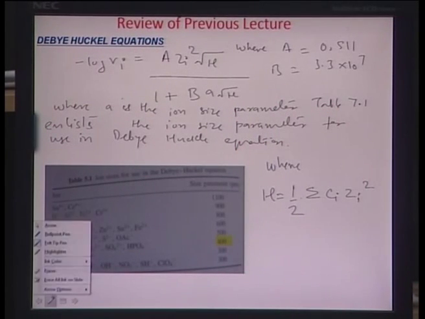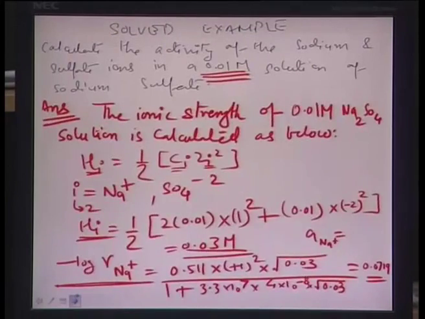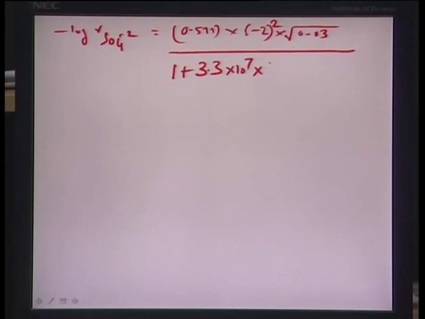SO4 minus 2 and Na plus are more or less in the same size domain, about 400 picometers. So, essentially the ion size parameter A for SO4 minus 2 should be about 4 10 to the power minus 8 centimeters, as before. Mind you, all these equations are in terms of CGS units. So, apart from the molarity, which is a standard universal unit, the other components of the equation have the corresponding CGS unit, centimeter gram second.